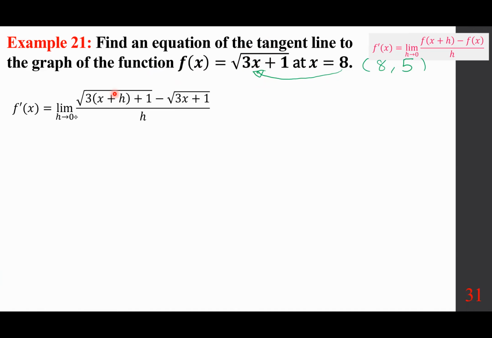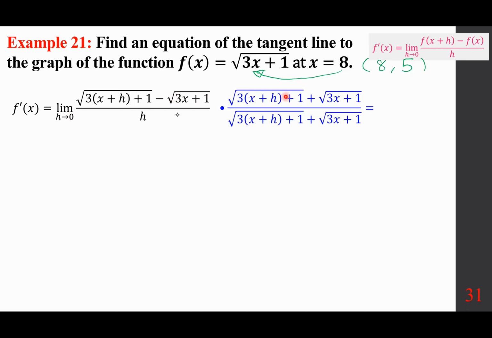Needless to say, if you plug in, you end up with 0 over 0, and that's an indeterminate form. We need to find a technique to fix the problem. The technique is called conjugate. So we're going to multiply by the conjugate of the numerator, and we're going to divide by it. This one, simply you change it to a plus sign. You put it here and here.